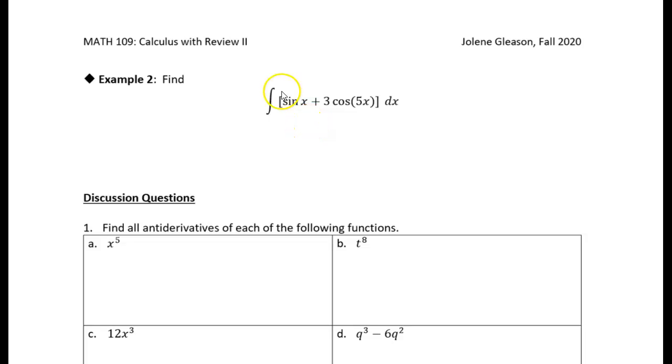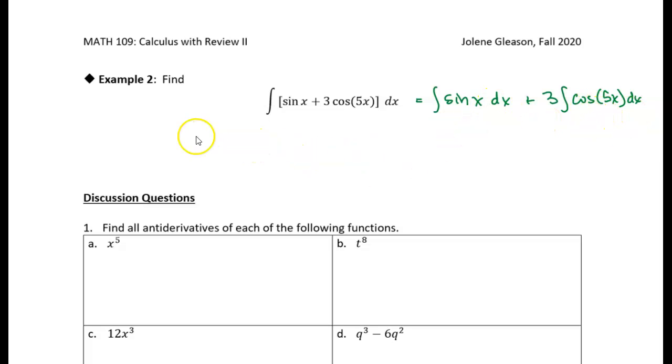All right, so I've got the indefinite integral, which is just the antiderivative of sine of x plus 3 times cosine of 5x. Now I have the sum of two functions here, so I can break this into the sum of antiderivatives. So I can make this into the antiderivative of sine of x dx plus 3, this time bringing the constant out front, cosine of 5x dx. Okay, so I'm going to just do the antiderivative of each part.